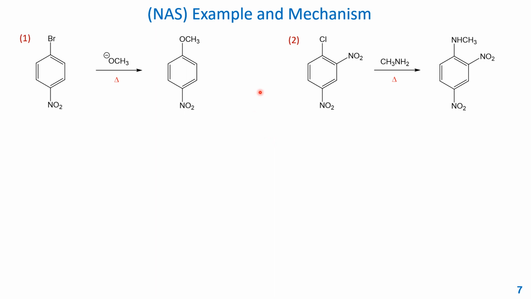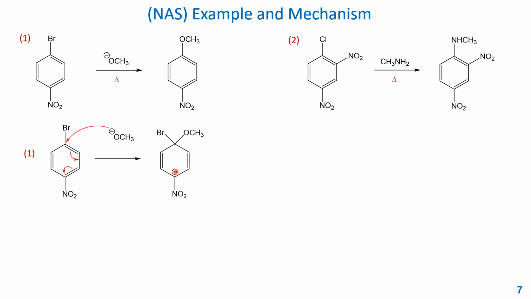Let's look at the mechanism one by one. First, for the first example, the nucleophile is methoxide. It will attack this carbon, and then you can see push the electron to here, and break this pi bond, and the negative charge here will be stabilized by the nitro group here. Second step, this carbon anion will push back and kick off the leaving group. The product is this para-nitro anisole.